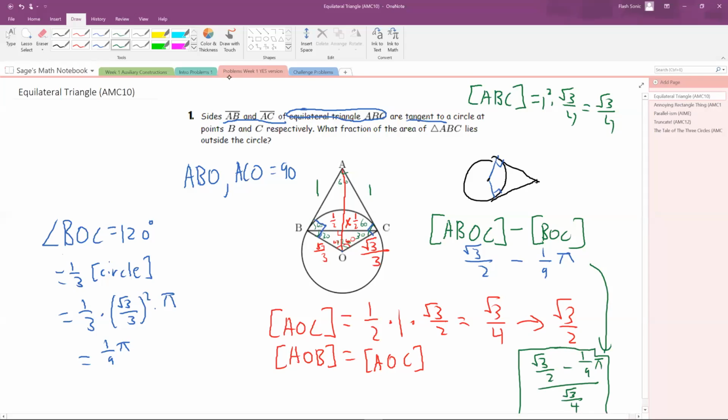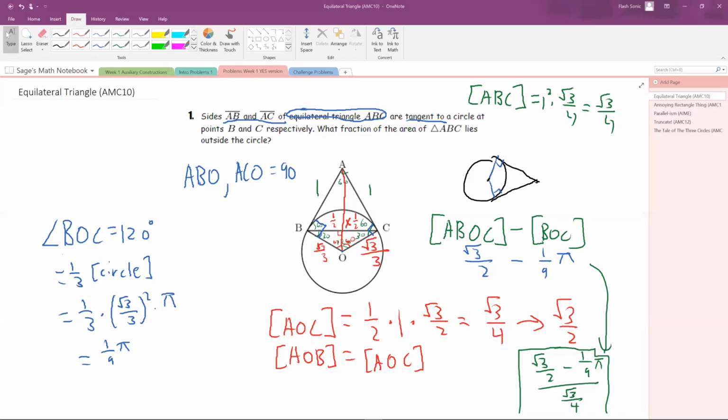All right, any questions, guys? Let's see. How did you get 30 and 60 degrees? So since we know that triangle ABC is equilateral, we know that all of its angles are 60 degrees. Then, since it says that sides AB and AC are tangent to the circle, we know that angle ABO and angle ACO are both 90 degrees. So from there, if we subtract the angles, we can get that 90 minus 60 is 30. So angle OBC is equal to 30. And we can angle chase from there.